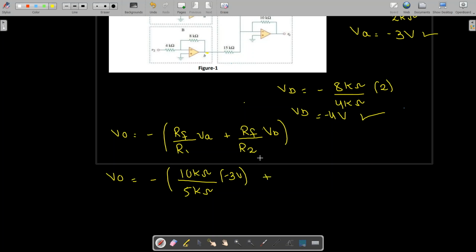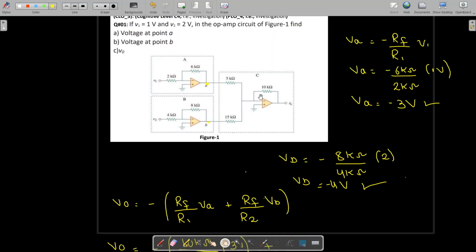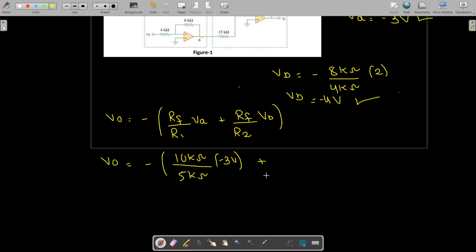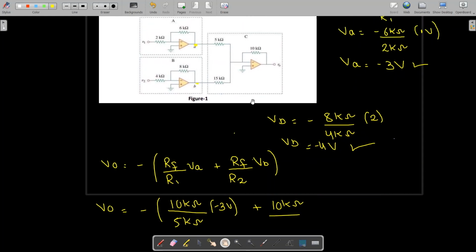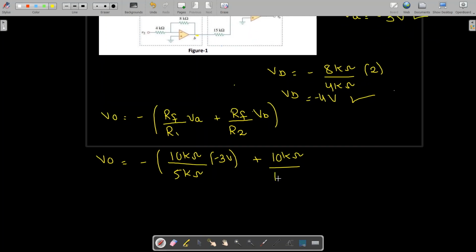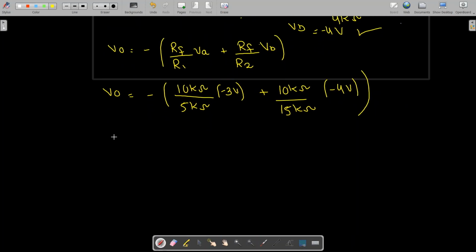And then we have the plus, again RF is that feedback resistor, which is again 10 kilo ohm. And then we have the other resistor, and this other resistor is your 15 kilo ohm. So basically this circuit is your adder circuit. So this is your 15 kilo ohm, and then multiplied by the VB, and VB we have already found, which is minus 4 volt. So I'm going to put minus 4 volt over here.